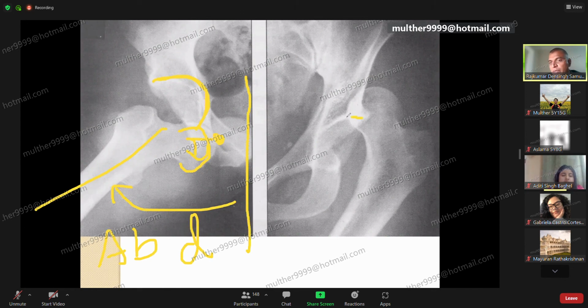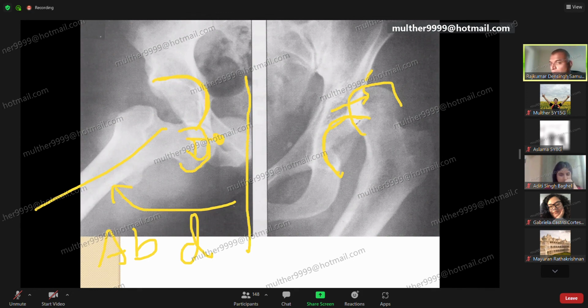Now, what do you think about this one? This is not a pure AP view, a little bit. It is an angulated view. So what do you think about this dislocation? Posterior superior. So once again, this is posterior superior. This is the acetabulum. The head is above the acetabulum, so we know it is superior. It is on the iliac bone. The X-ray was taken with a little bit of lateral angulation.